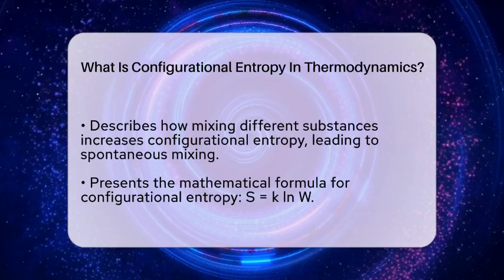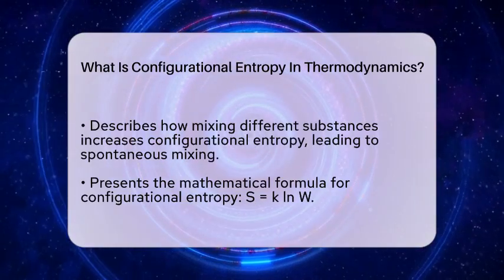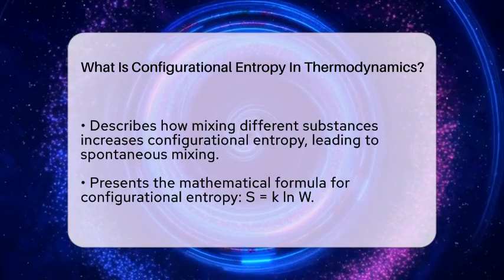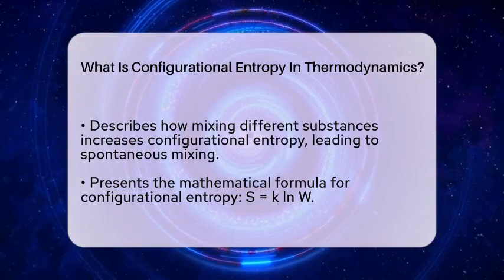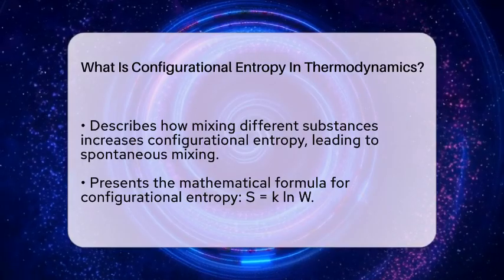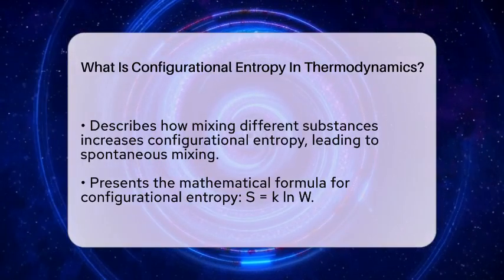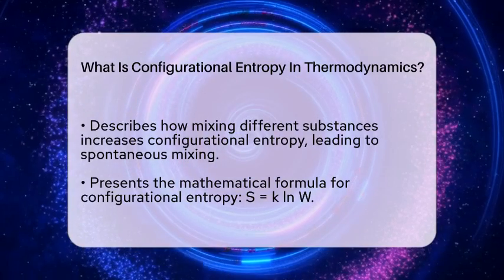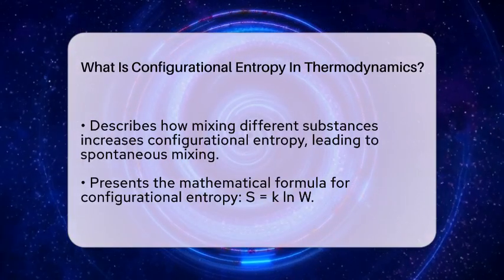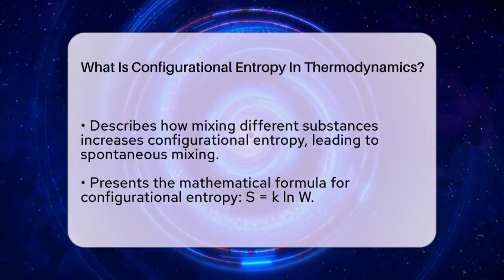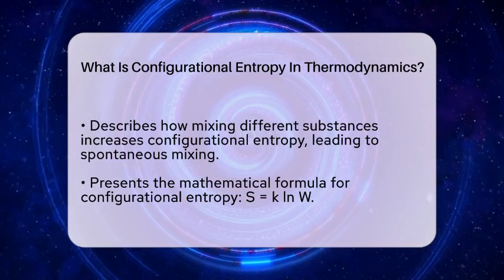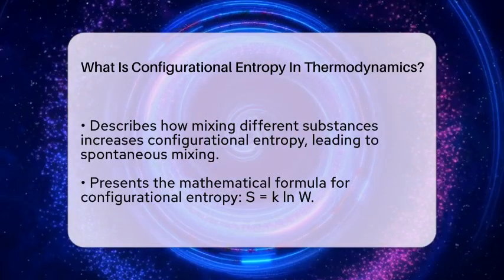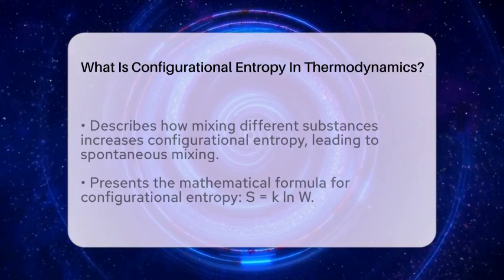Mathematically, we express configurational entropy using the formula S equals Boltzmann's constant times the natural logarithm of the number of configurations. The formula is written as S = k ln W, where S is entropy, k is Boltzmann's constant, and W is the total number of possible arrangements. This relationship helps us understand how the number of configurations influences the overall disorder.